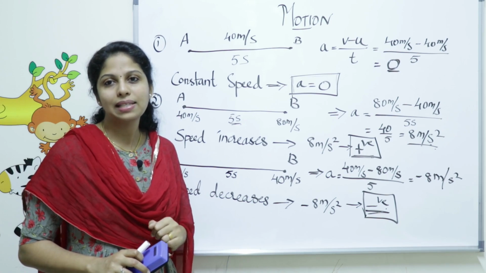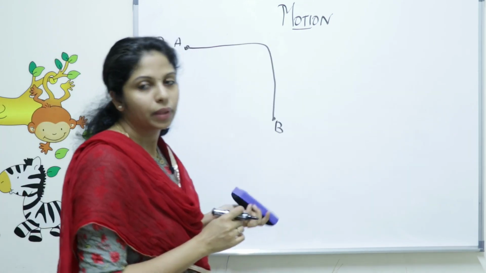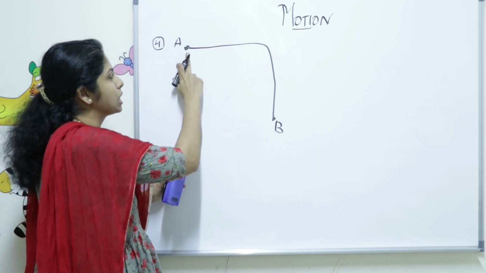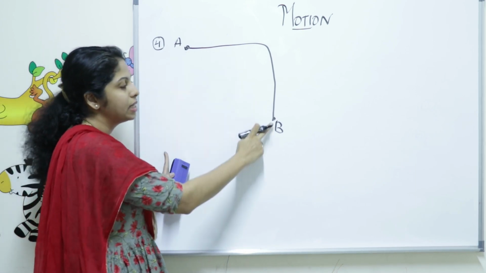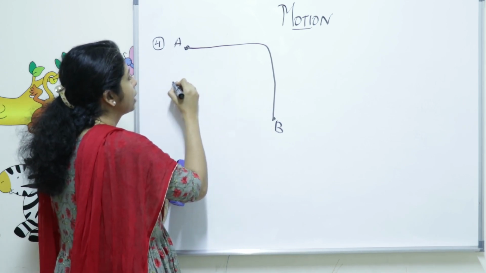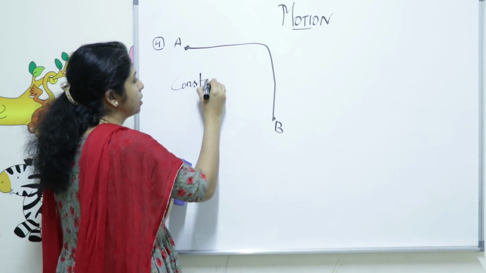Now, let us see one more case. Okay, now let us see an example. Here the object starts from a point A and reaches a point B with a constant speed. Here the speed is constant.